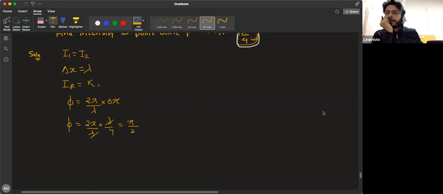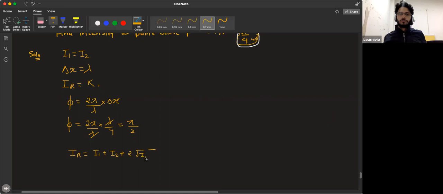Hishma, IR in terms of I1, I2. So IR equals I1 plus I2 plus 2 root I1 root I2 into cos phi. This is the formula.